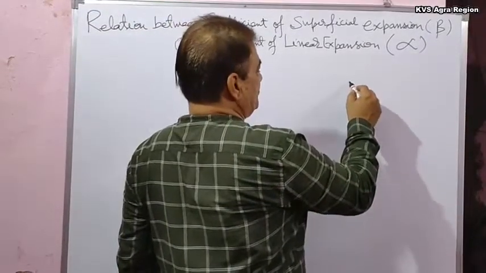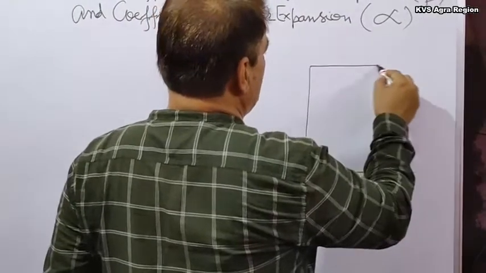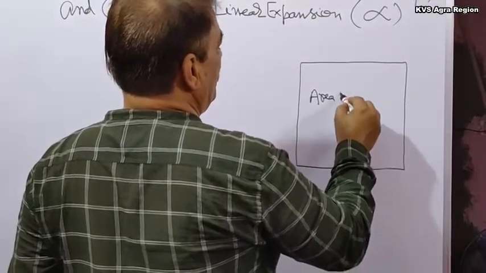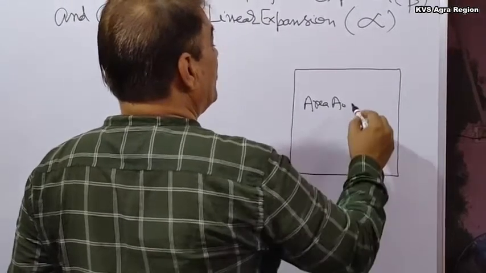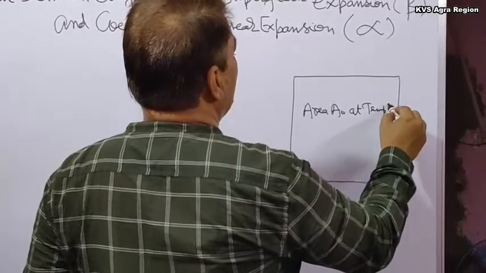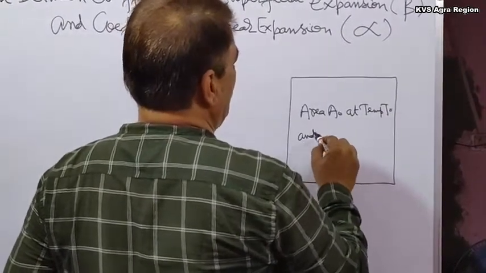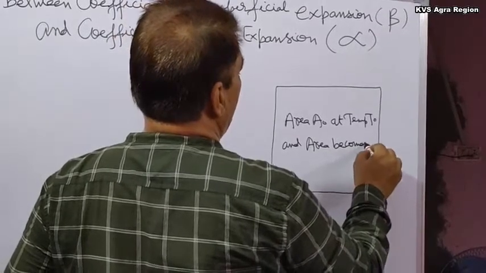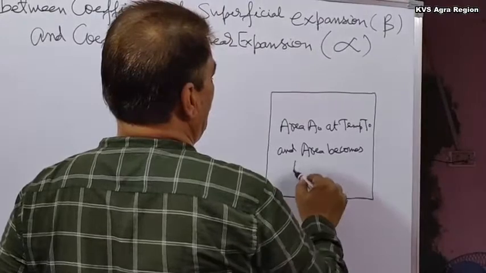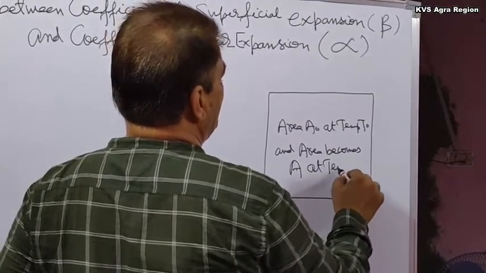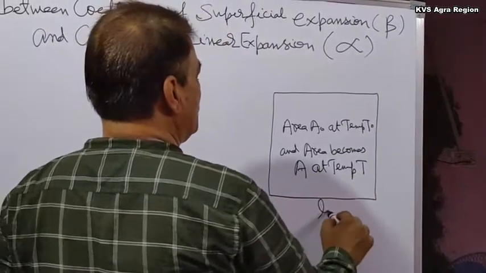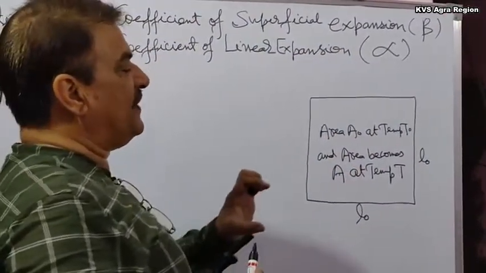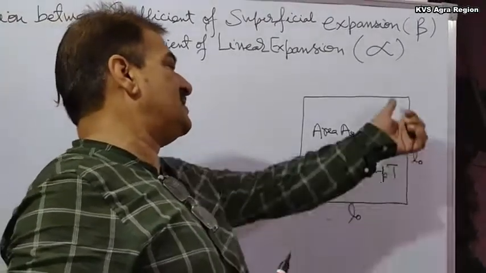So if we have a sheet, and the sheet is square in shape, of area A naught at temperature T naught, and the area becomes A at temperature T. Means the sheet is square, so its sides are of L naught length. So length is L naught, width is also L naught.